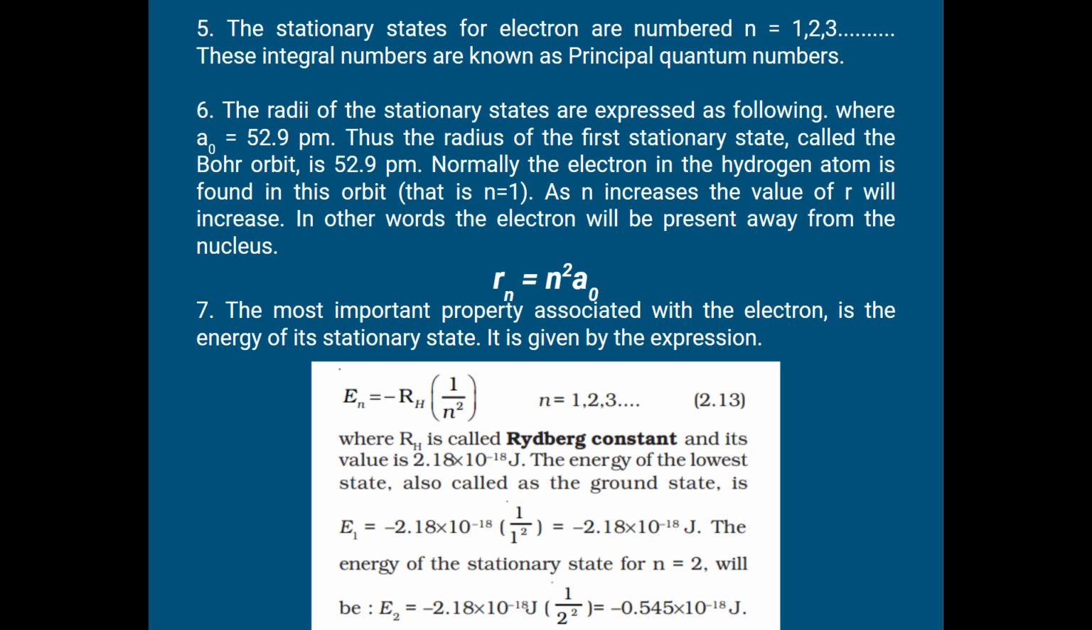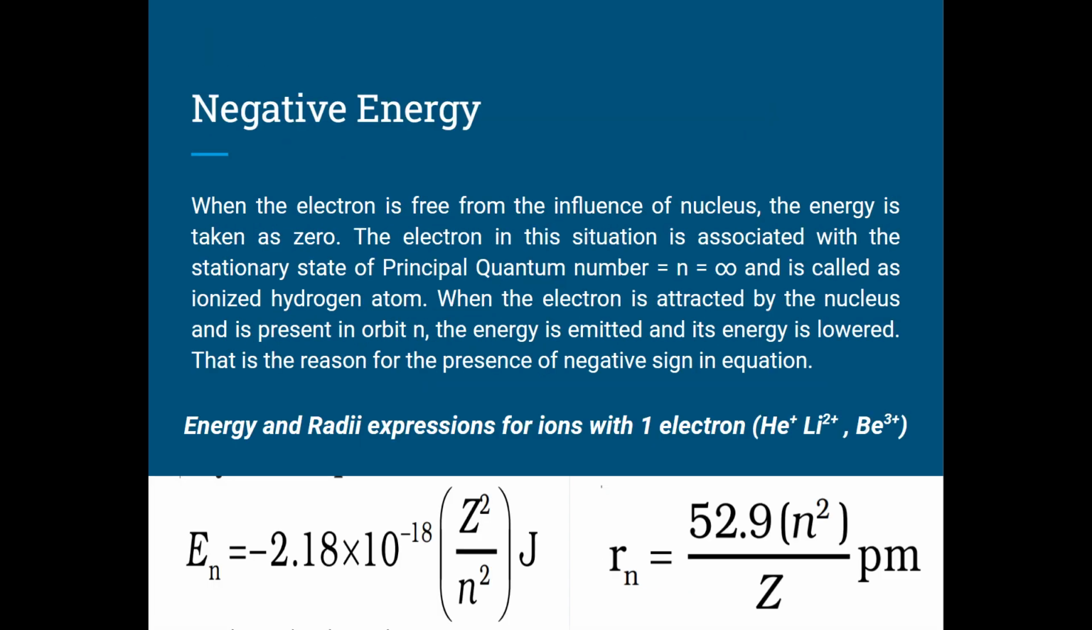Now since you know how to calculate energy, let's calculate the energy for the second orbital. For the second orbital, it is minus 2.18 into 10 to the power minus 18 into 1 upon 2 squared, that is, into 1 upon 4. So the value comes to minus 0.545 into 10 to the power minus 18 joules. So this is how we do our things in the Bohr model of the atom.